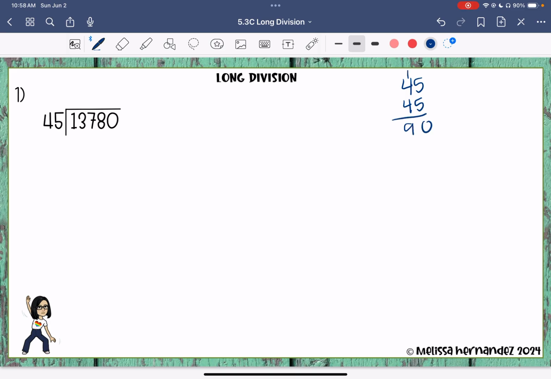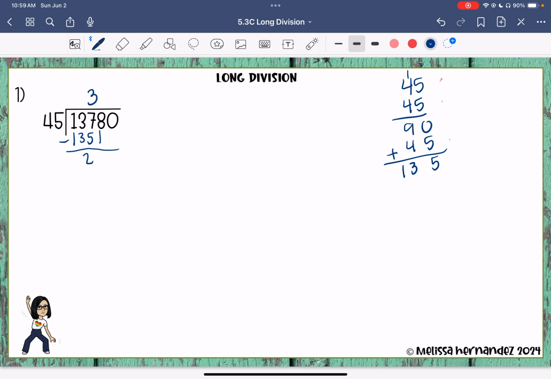So 2 45s gives me 90. So I'm going to add one more 45 to see if I can get closer to 137. I actually did. So there's 1, 2, 3, 45. So in other words, 137 divided by 45 is 3. And then 3 groups of 45 is 135. So we'll take this away, and then 135 from 137 is 2.